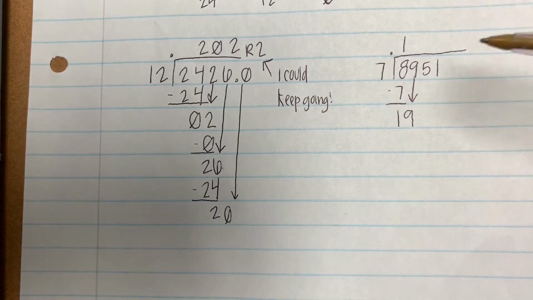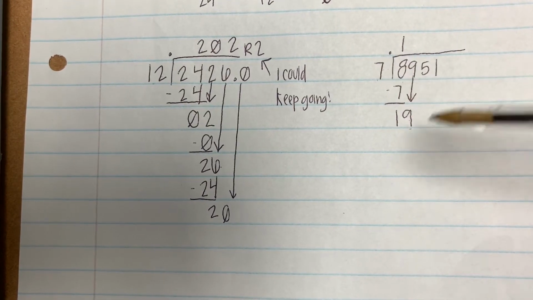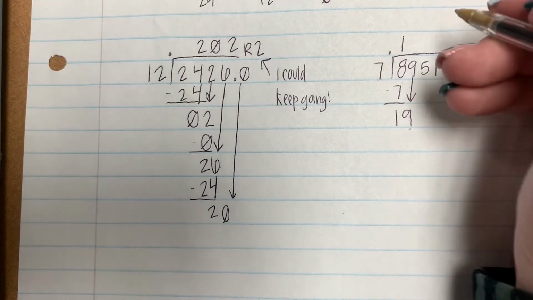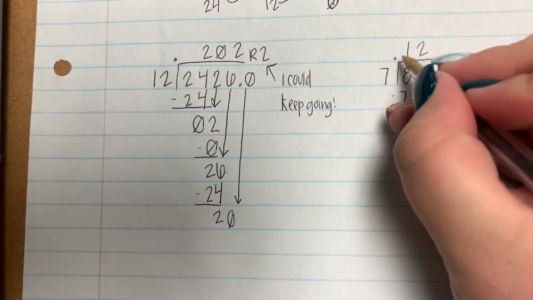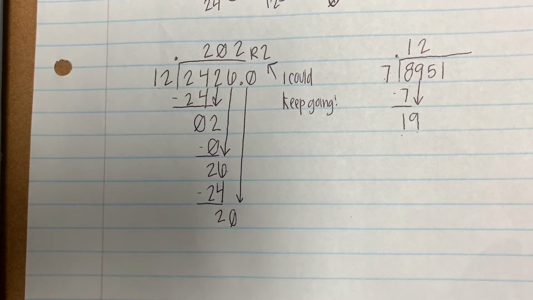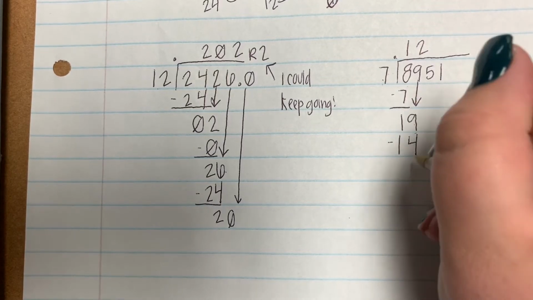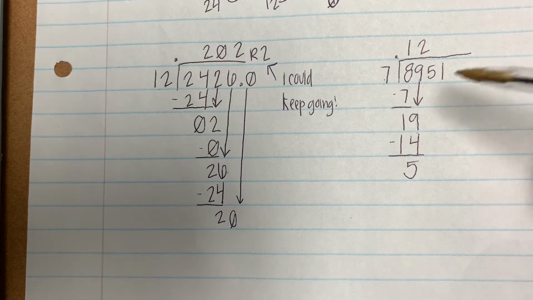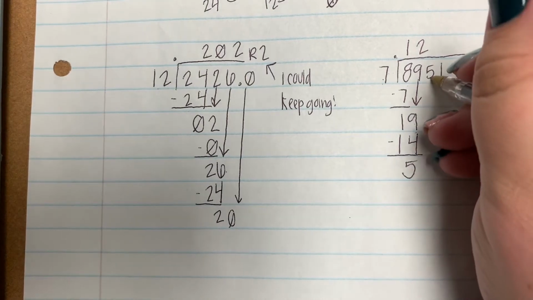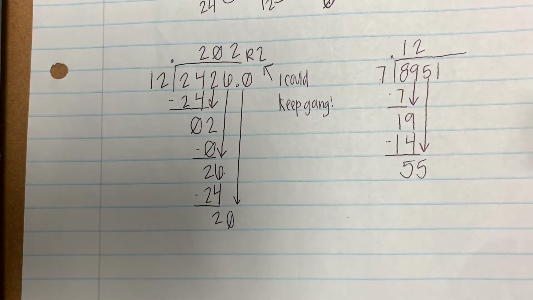Bring down the 9. 7 goes into 19. Well, I know 3 would be 21. That would be too much. I don't want to go over. So it's going to be 2. 7 multiplied by 2 is 14. I'm going to write that down. If you answered it out loud, kudos. 19 minus 14 is 5, and I bring down the next 5. If you're noticing with my work, I keep drawing arrows. This is to help keep my work organized.